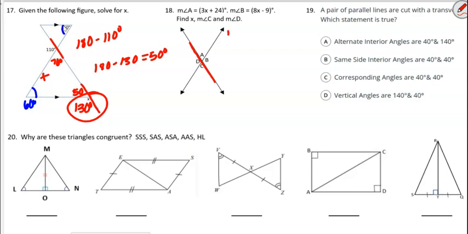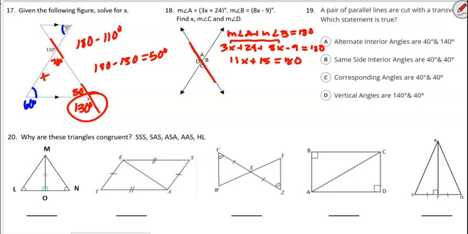So we're going to add the measure of angle A plus the measure of angle B and set that equal to 180, right? So we're going to do 3x plus 24 plus 8x minus 9, and that's going to be equal to 180. So 3x and 8x, that's going to be 11x. 24 minus 9 is going to be what? Plus 15 equals 180. Going to subtract the 15 from both sides. So 11x equals 165. Divide both sides by 11. So x is going to be equal to 15.